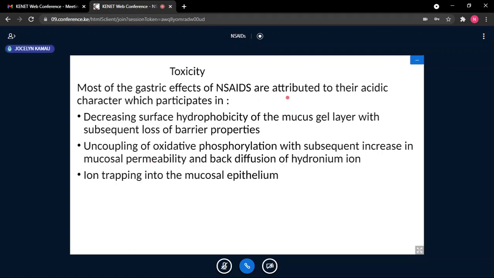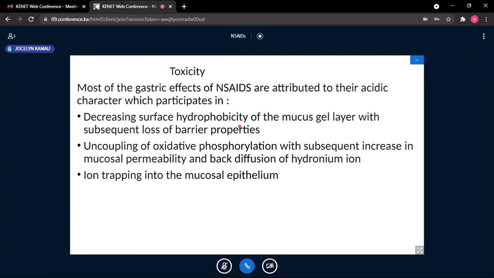Most of the gastric effects of the non-steroidals are attributed to the acidic character, which participates in decreasing surface hydrophobicity of the mucus gel layer with subsequent loss of barrier properties. As we said, one of the other things that the prostaglandins do is trigger secretion of mucus, and the mucus acts as a plaque. It acts to line the whole of the GIT surface, and as it lines the stomach surface, it means the acidic contents of the stomach are not in direct contact with the mucosal membrane.